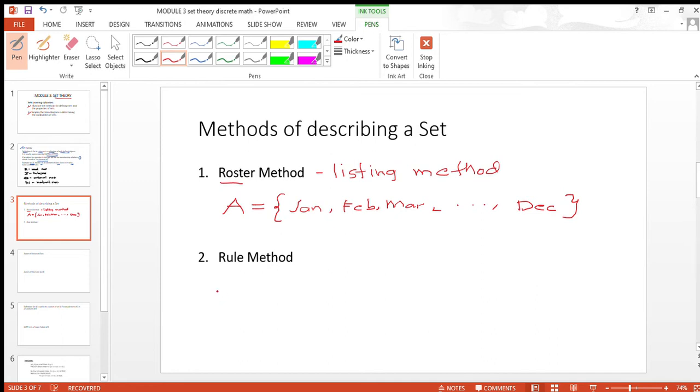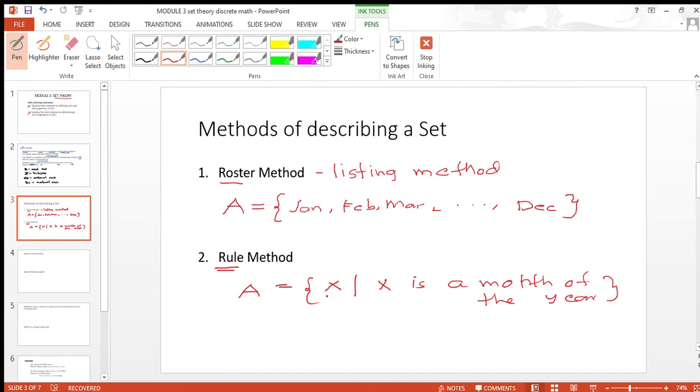The second type of describing the set is the rule method. From the title itself, we create a rule to describe the set. So let's say we would like to describe the months of the year using the rule method. Instead of listing down all the elements, we can say that set A contains all x's such that x is a month of the year. January is a month of the year, so x can have a value January. February is a month of the year, so x can be February. As long as your element is a month of the year, then it can belong here.